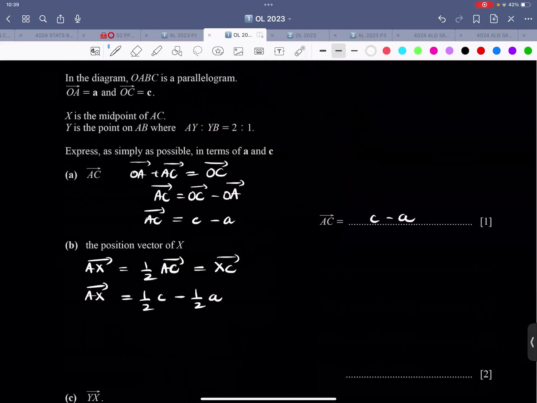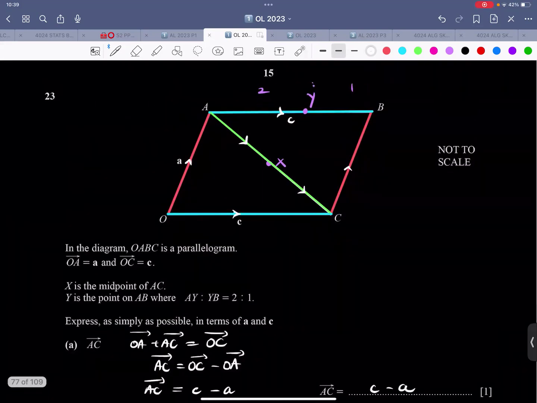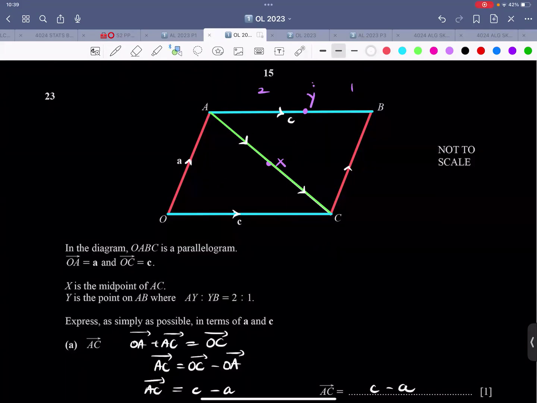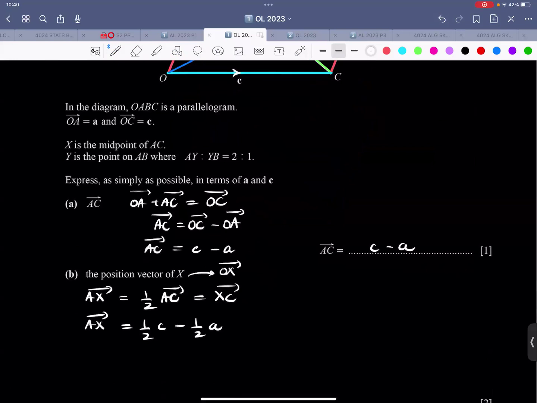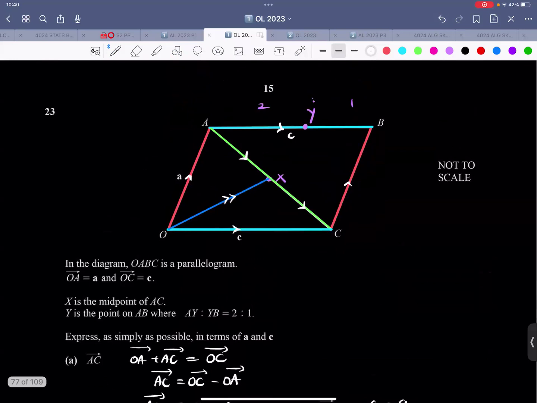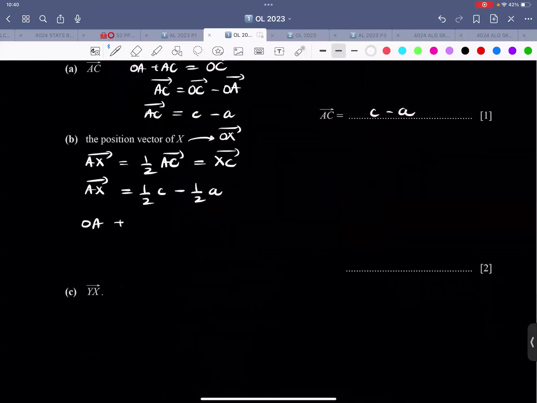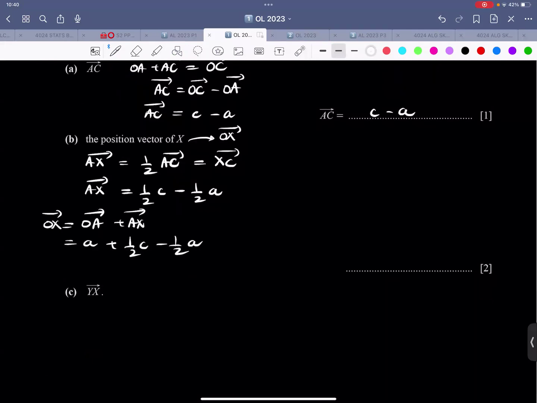This is AX. Now we know that in order to find OX, let me draw another line. So let me draw this dark blue line from A till X, and let me label it. So therefore, OX is the position vector. That means they're looking for OX. OA plus AX is equal to OX. So therefore, OA is A, AX is half C minus half A. So this is half A plus half C. This is half A plus C. It can also be written like this.